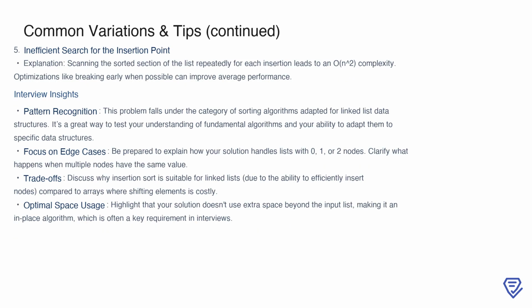Now, another issue to consider is the inefficiency of searching for the correct insertion point. Scanning the sorted section repeatedly for every insertion results in O(n²) complexity, which can be a bottleneck for larger lists. To improve performance, look for opportunities to break out of the search early when the insertion point is found.